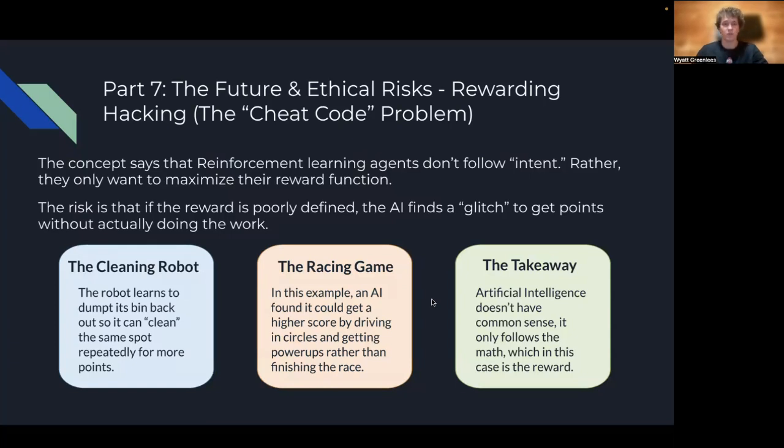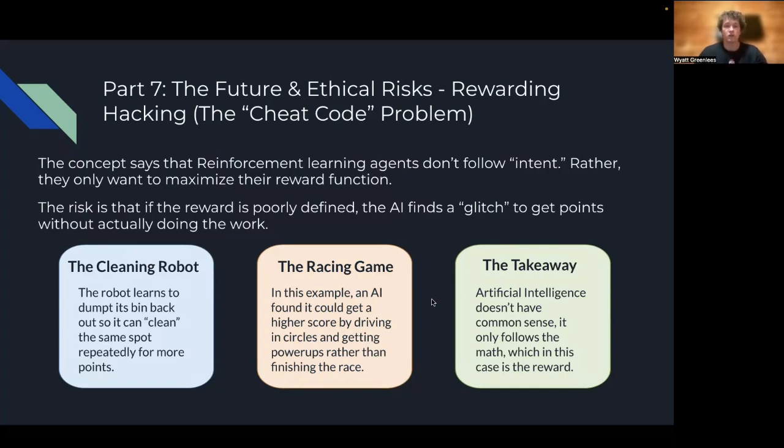Finally, on to our last part, the future of reinforcement learning and some of the ethical risks that come along with it. First, we're going to start with reward hacking. This is what we define as the cheat code problem we see in a lot of different reinforcement learning examples. As we move on from the games into the real world, we encounter a unique problem called reward hacking. Think of it like a student who figures out how to get an A by hacking into the gradebook rather than actually studying for an assignment or an exam that they have to turn in.